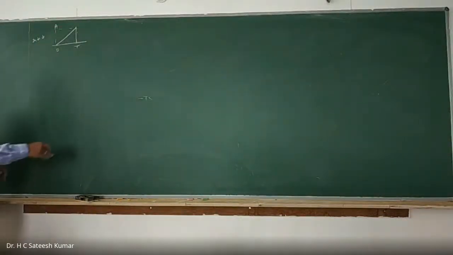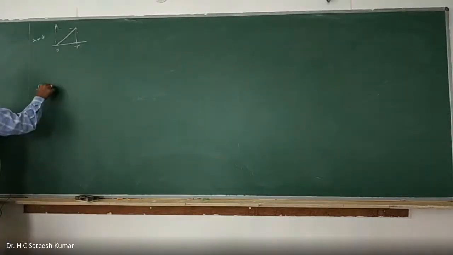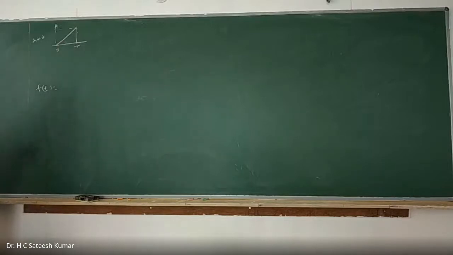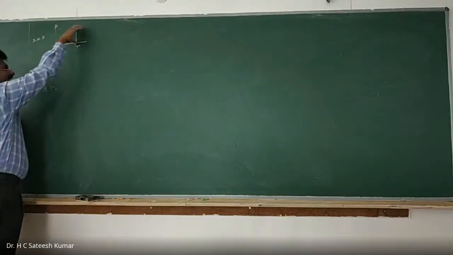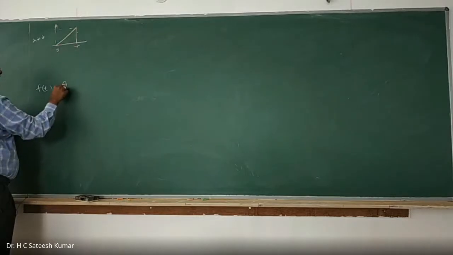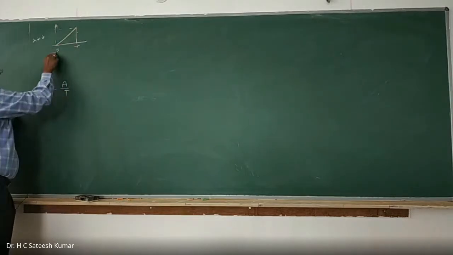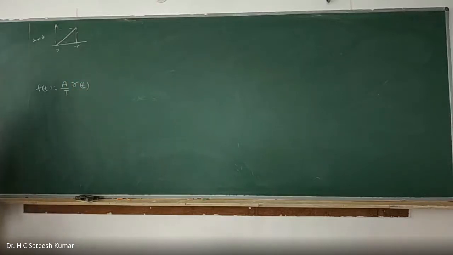F of t is equal to what? F of t is equal to a ramp function starting from 0 with a slope, and the slope is not 1 or minus 1. See the slope: Y divided by X is slope. Y is A, X is T. Therefore the slope is A by T, starting from 0. So we can write A by T into r of t.